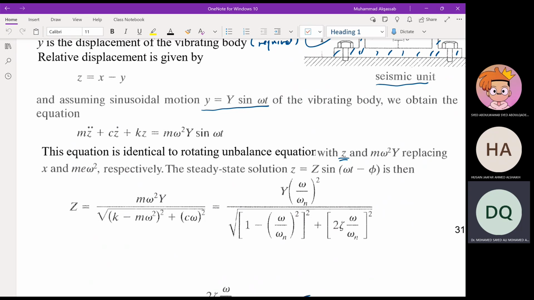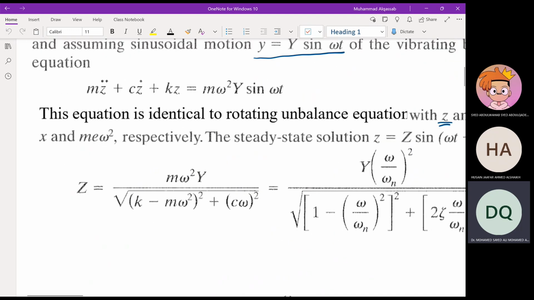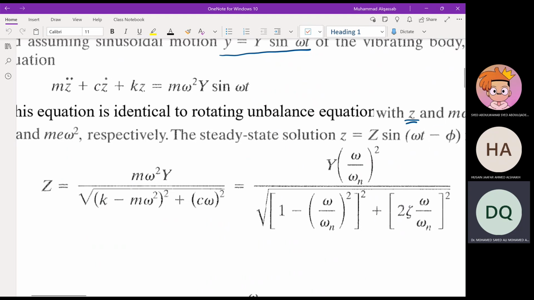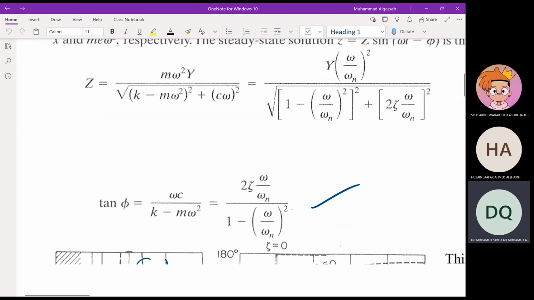If you put damping, then the transient or the homogeneous solution will decay with time, and you will have only the particular solution, which is the steady state, which is this equation: Z equal to m omega square y divided by the square root of (k minus m omega square) all square plus (c omega) square. And we can put this in dimensionless form and also the phase.